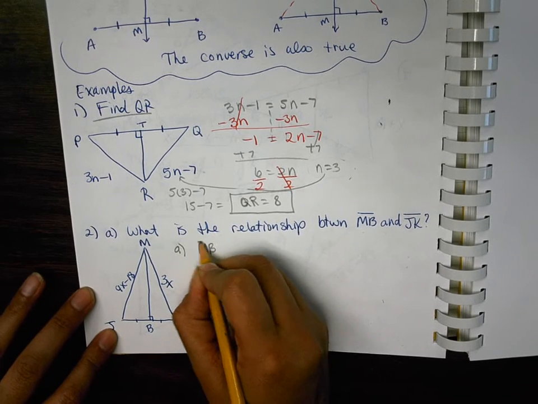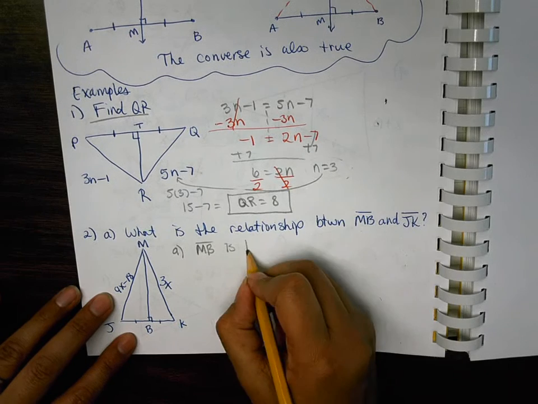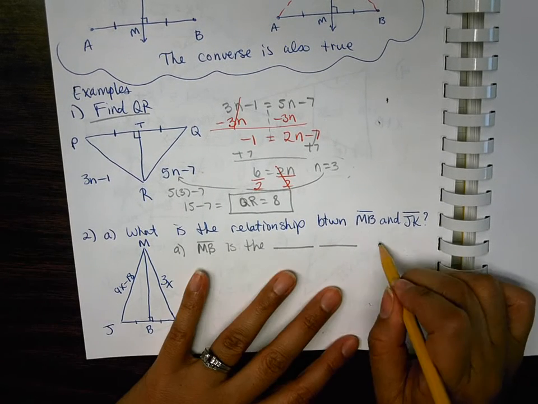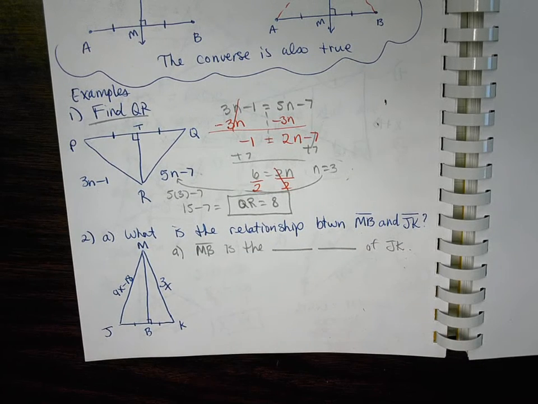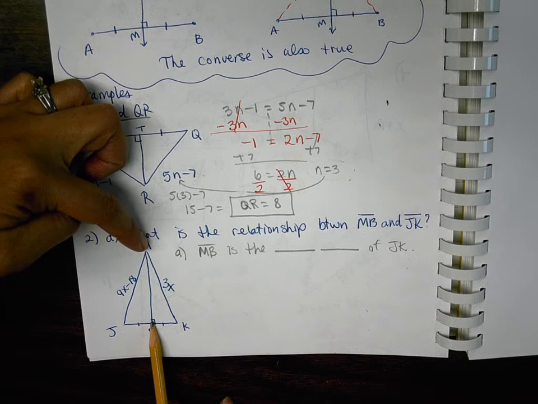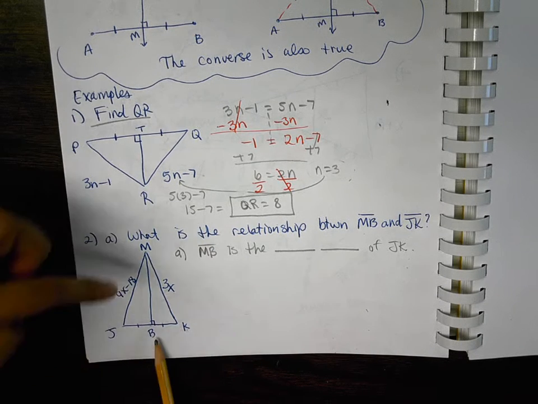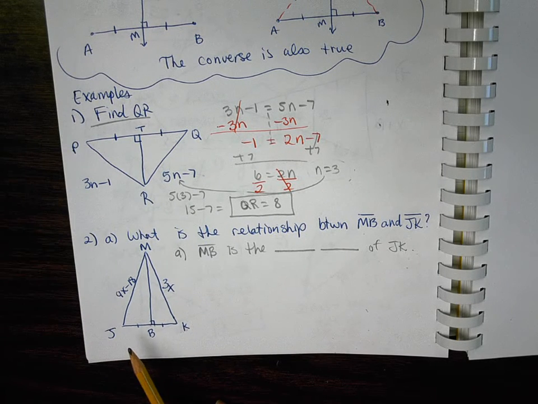MB is the blank blank of JK. MB, this is MB, has a special name, do not blurt it out, fill in the blanks. MB is the blank blank of JK. What is the relationship between MB and JK? Hands up if anybody has it.